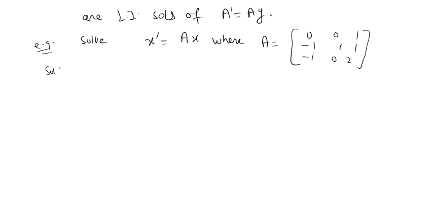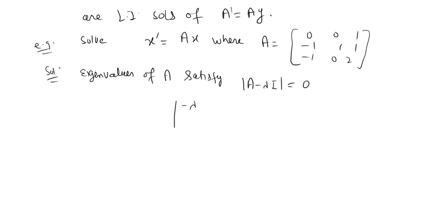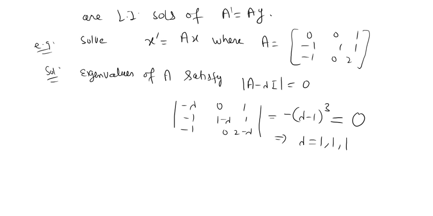Okay, so firstly I will find eigenvalues of A. Eigenvalues of A satisfy characteristic polynomial determinant of A minus lambda I equal to 0. So you have minus lambda 0 1, minus 1 1 minus lambda 1, minus 1 0 2 minus lambda. Okay, so just solve this determinant, you got minus lambda minus 1 cube equal to 0. So you have lambda 1 1 1. So this eigenvalue has multiplicity 3.